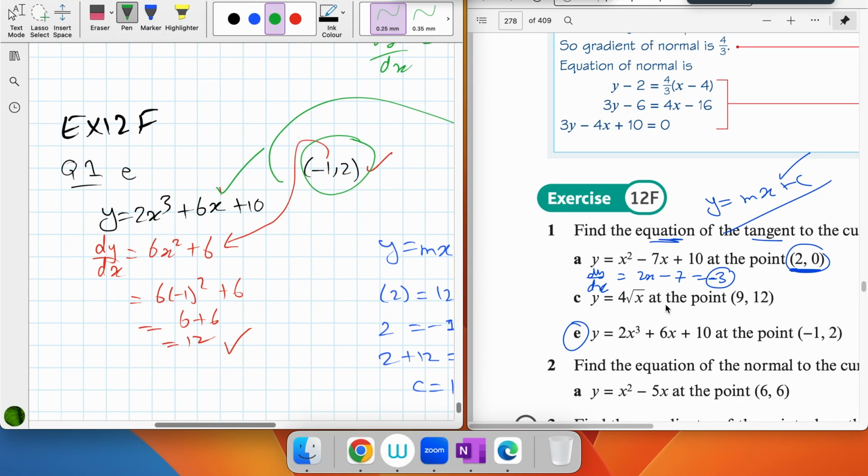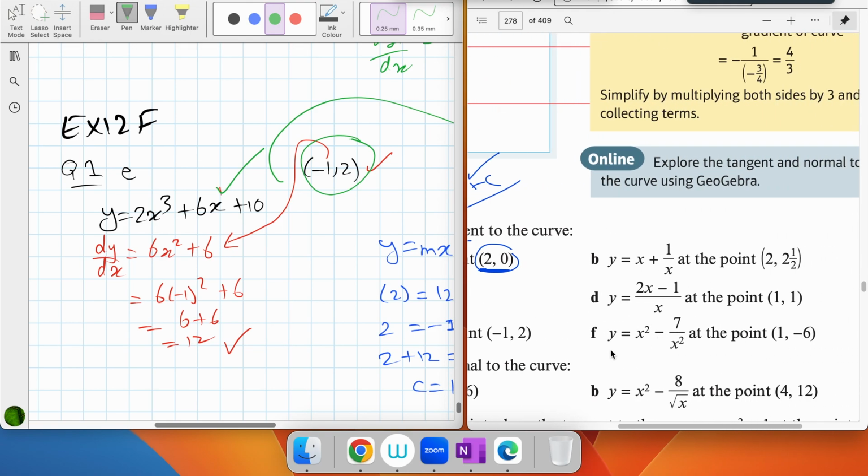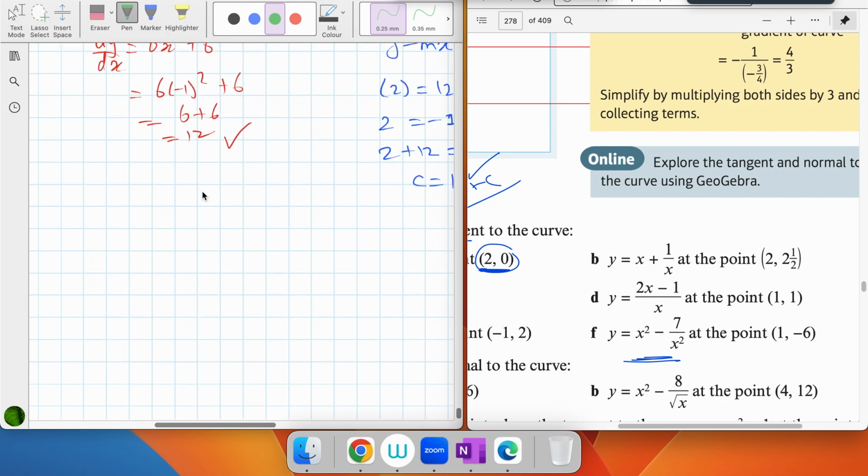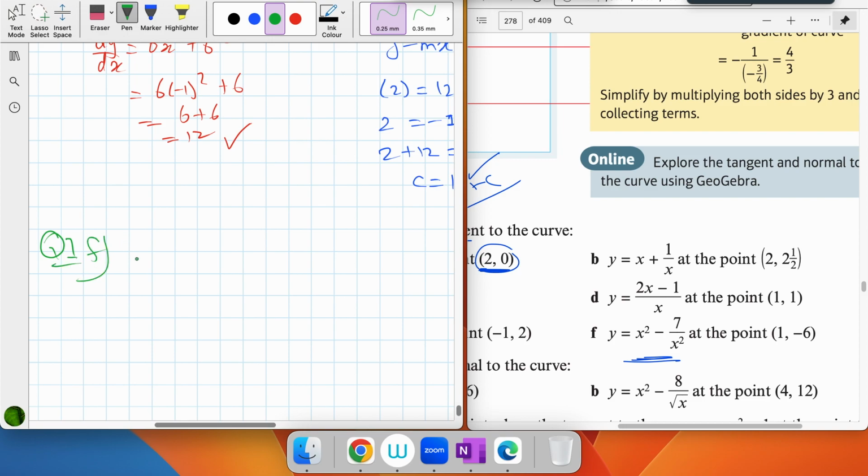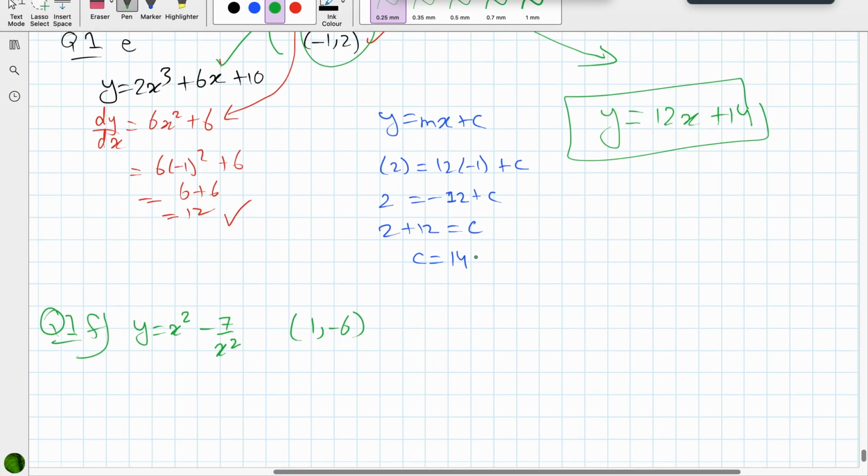The theme will always be the same and only the equation will change. For example, x square minus 7 over x square. Another question. Question 1, part F, and it says y is equal to... okay, just let me write this and expand it. Any issues?